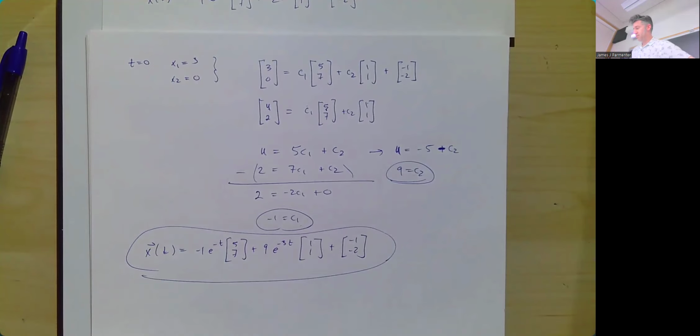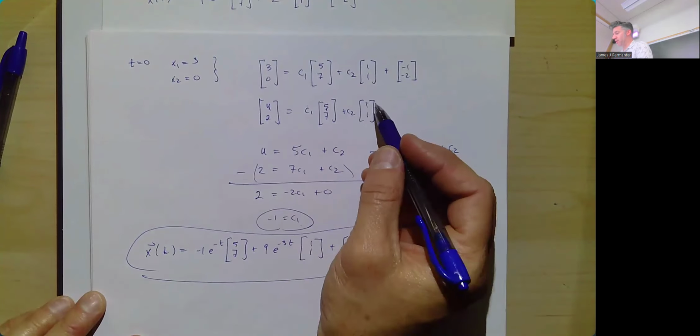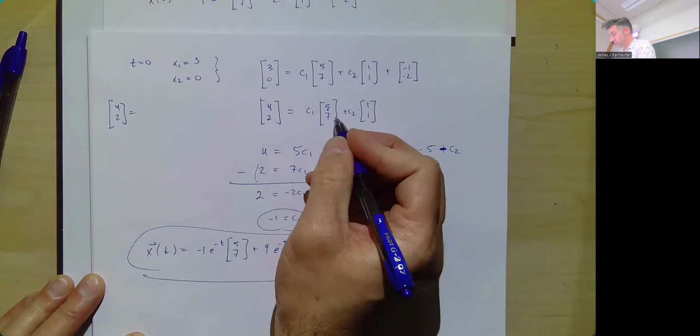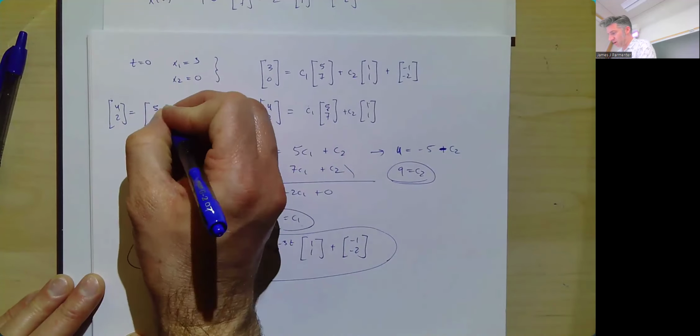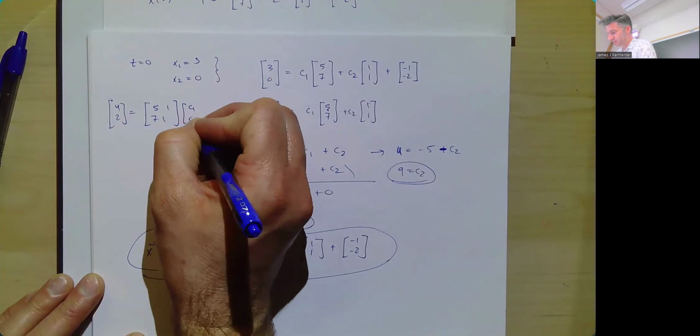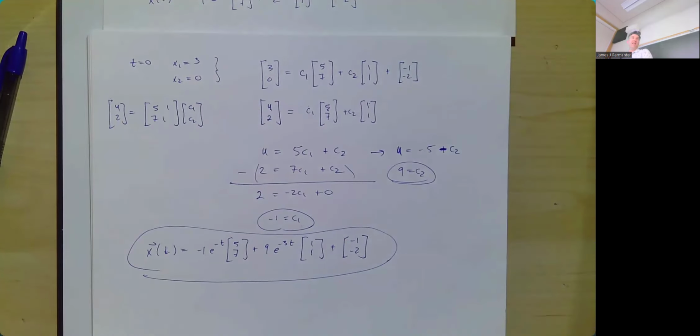Is there any way you can do that differently, like, for example, doing C? Yes, that's what I wanted to say. So another way to do this is to say you have (4, 2) equal to the matrix 5, 1, 7, 1 times (C1, C2). And then you multiply both sides by the inverse. Is that better? I don't know. It might be better. That's certainly how he does it in the solutions.